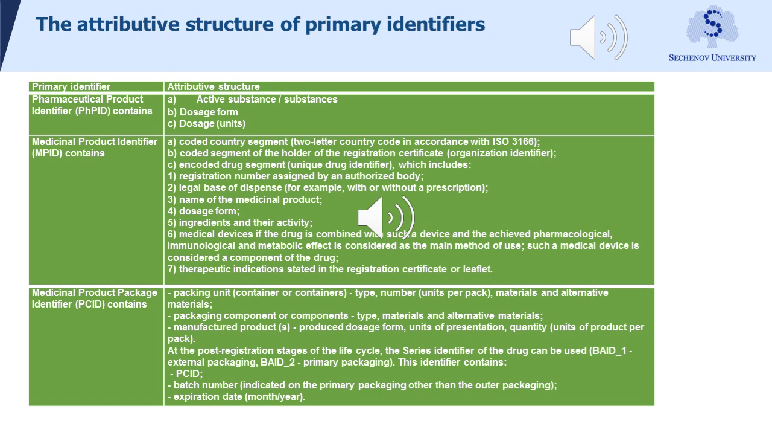and on the next level we have package identification. In addition, it will contain packaging unit description, packaging components, the materials, and data about manufacture, and on this level we will have code to identify the exact package of the medicine.